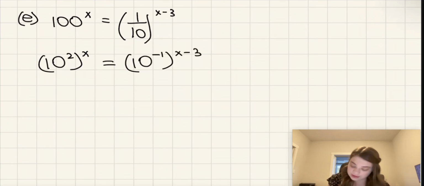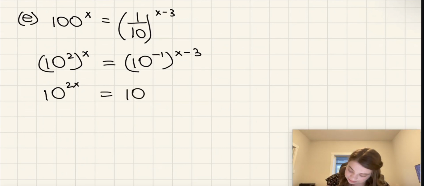Now let's recall that whenever we have a power to a power, we multiply the powers. So therefore, 10 squared to the power x is equal to 10 to the power of 2 times x, which is 10 to the power of 2x. And then here we have 10 to the power of negative x plus 3, because I'm multiplying negative 1 with x minus 3, right? Since when we have power to a power, we multiply those powers.